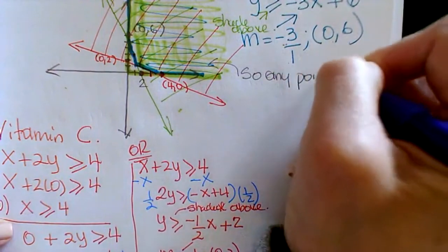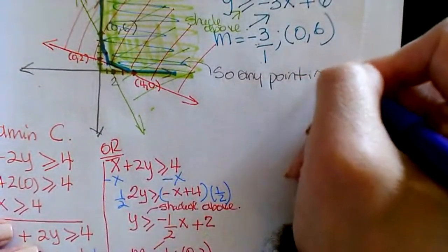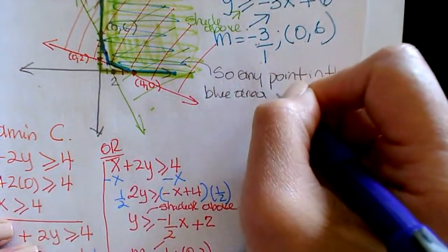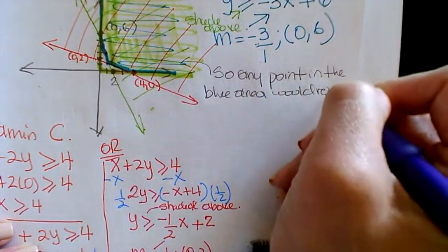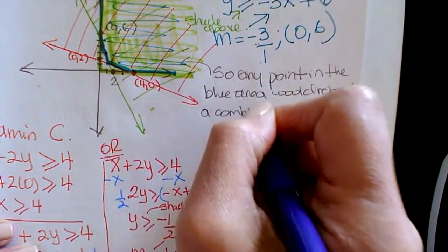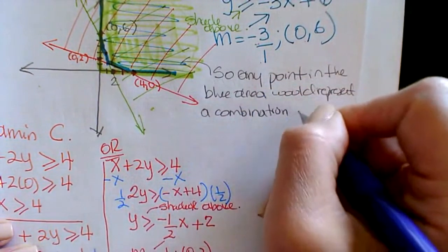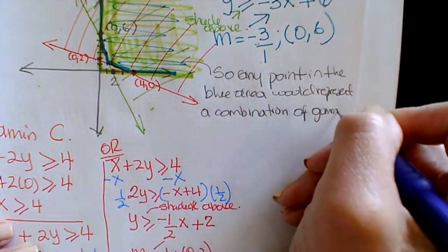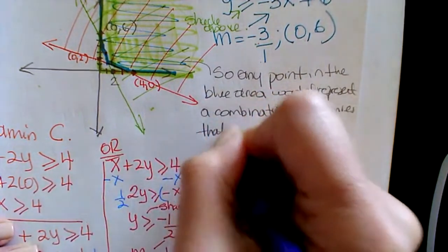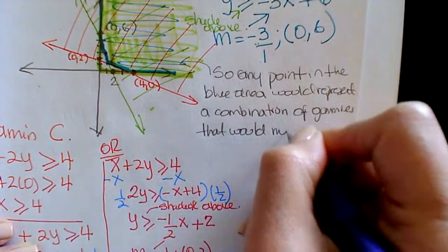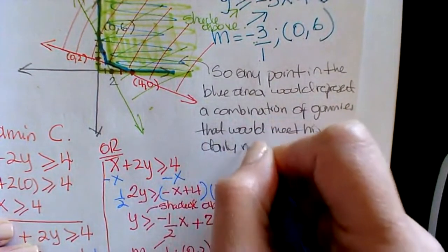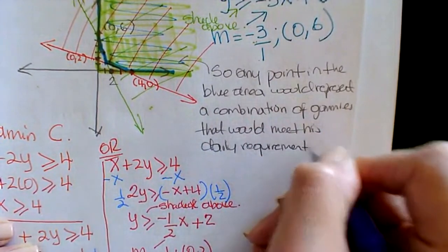So any point in the blue area will represent a combination of gummies that will meet his daily requirement. All right.